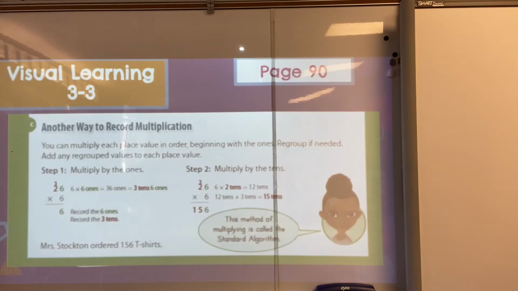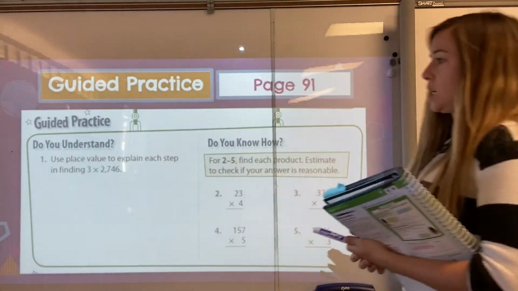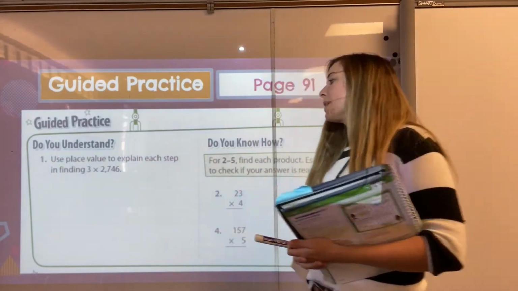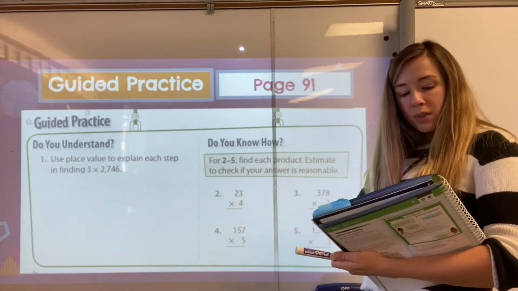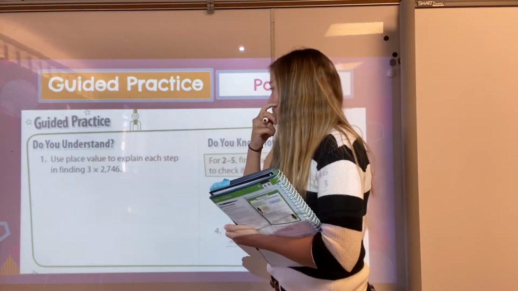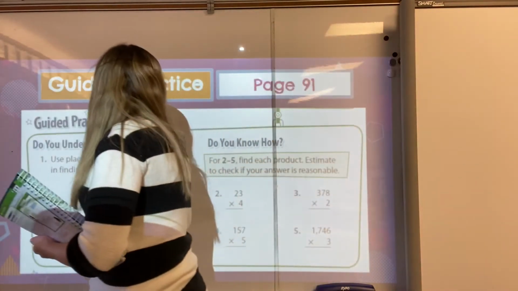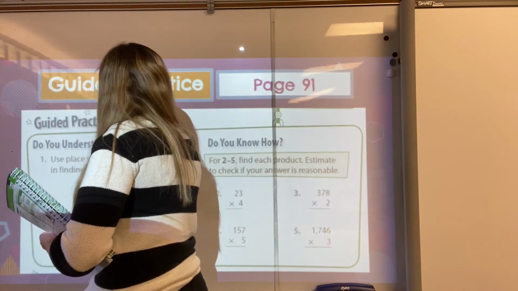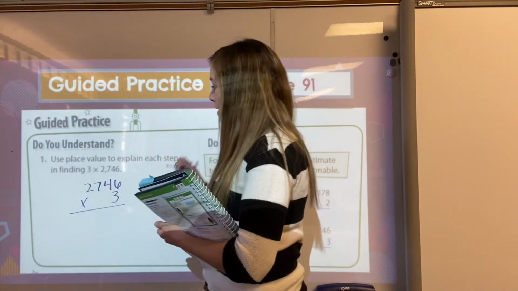Let's try a guided practice problem. We are over on page 91. Use place value to explain each step in finding 2,746 times 3. Okay, so if we want to do it with the standard algorithm, I'll probably just explain out loud for this because it would be sort of a process.